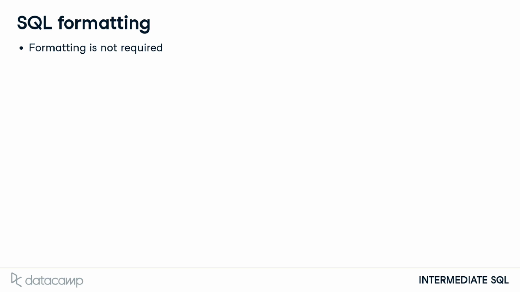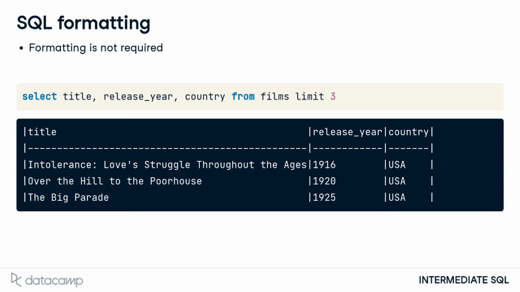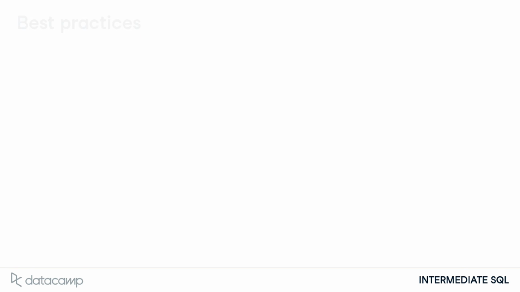For example, the code here will run just fine, returning the first 3 titles, release years, and countries from the films table. However, writing queries like this won't make us any friends in the SQL world because the lack of formatting makes the code difficult to read, especially as queries become more complex.